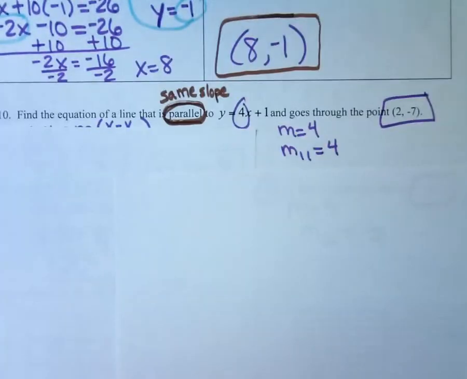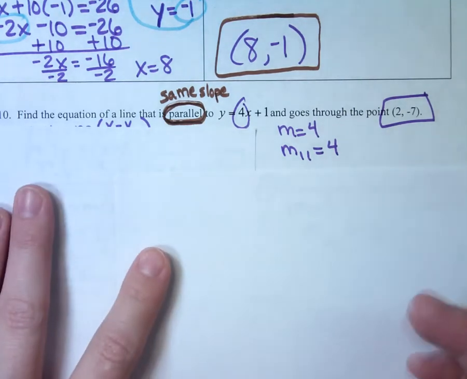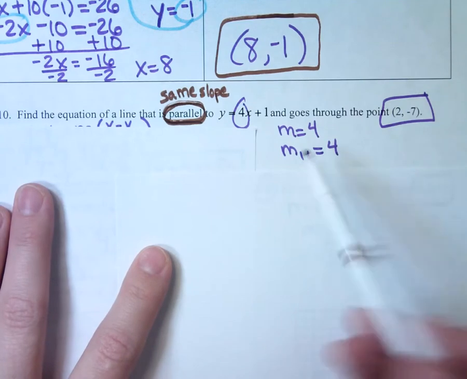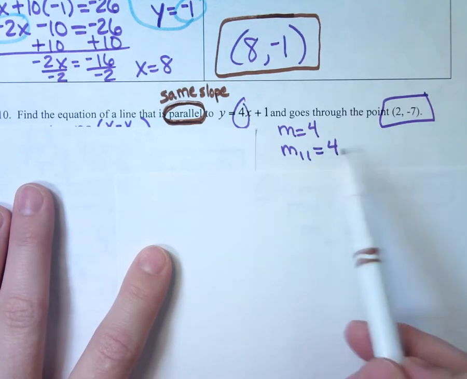This equation up here has a slope of 4, so my... oh, you can't see that at all. Where did it go? Sorry guys, hang on. That was crazy. Okay, so this line right here has a slope of 4, so my parallel line also has to have a slope of 4.